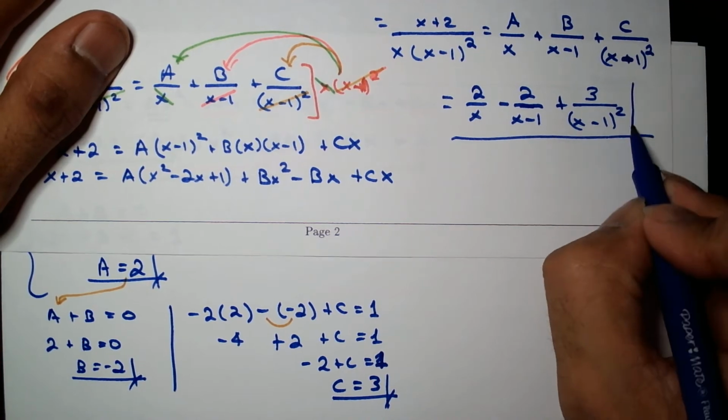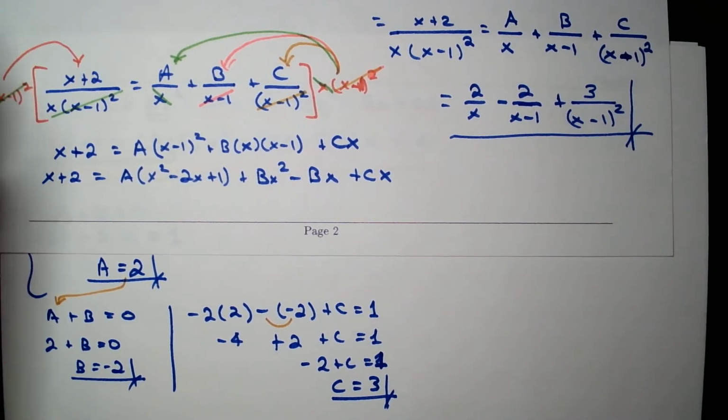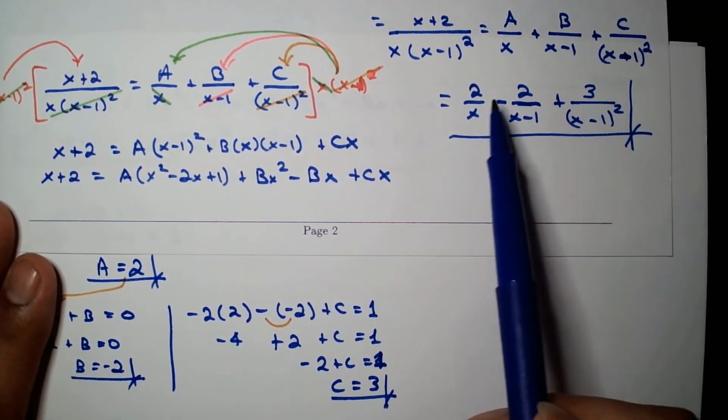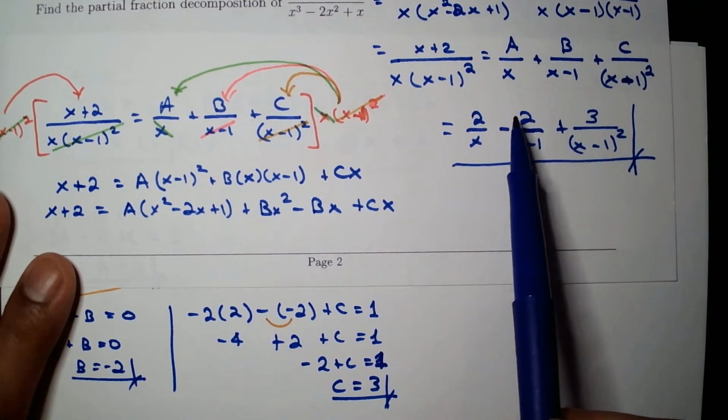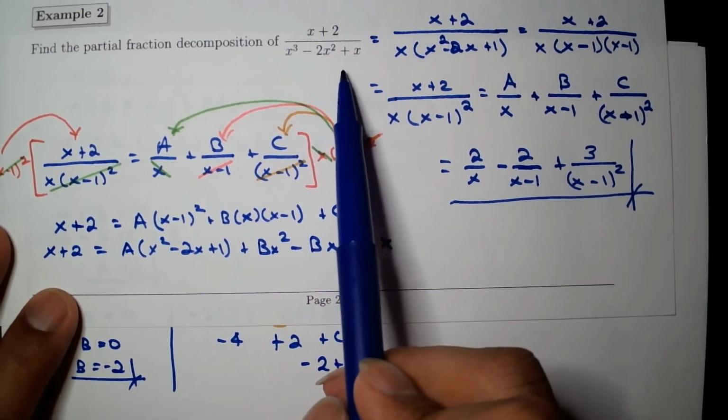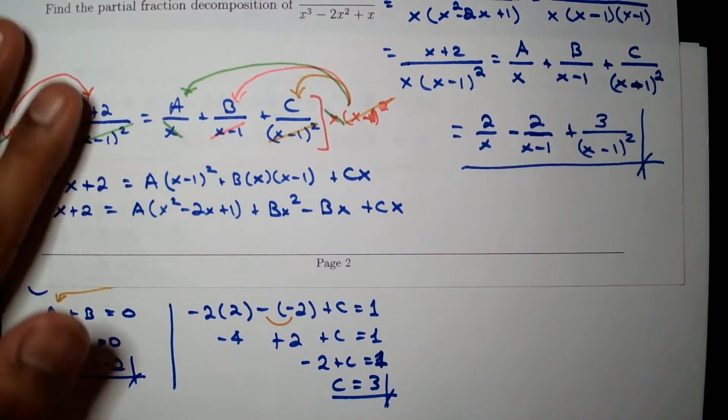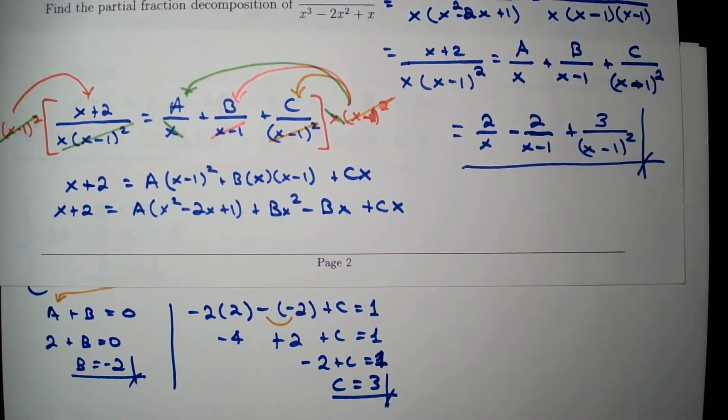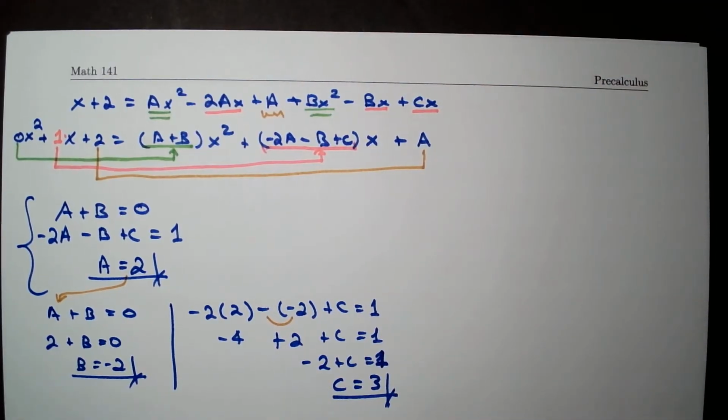Of course, how do we check if this is right? Well, do this combination of the three fractions. In the end, you should obtain the original problem. All right, so that was another example. In this case, an example with the second case.